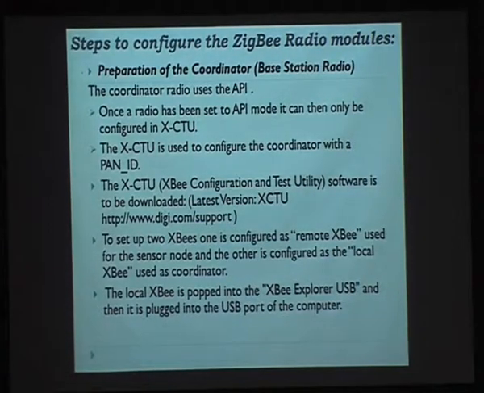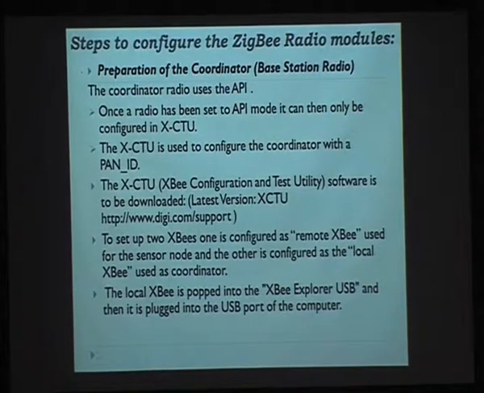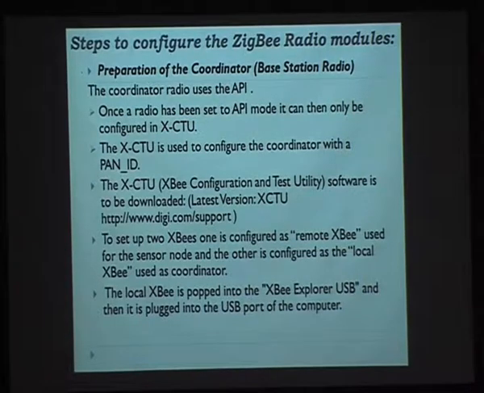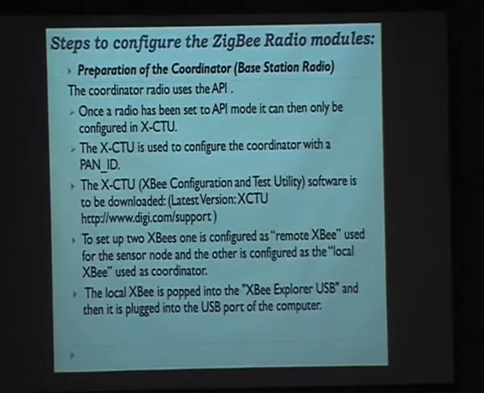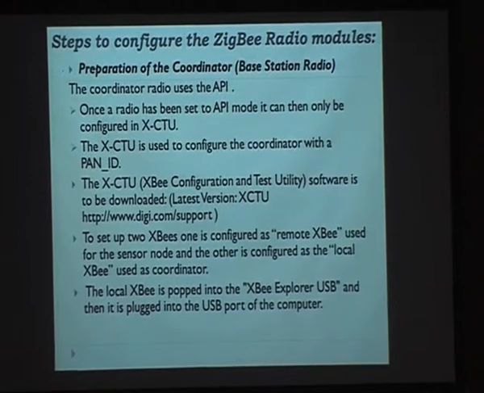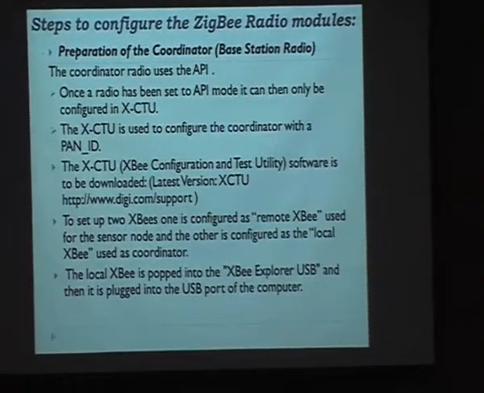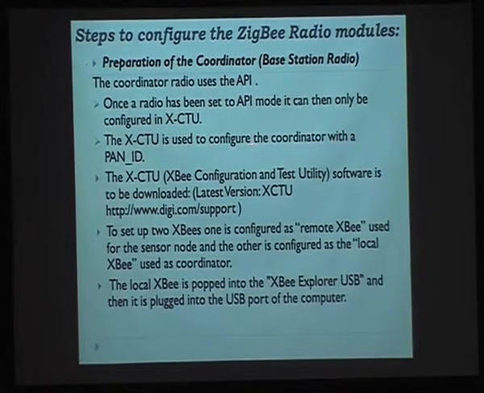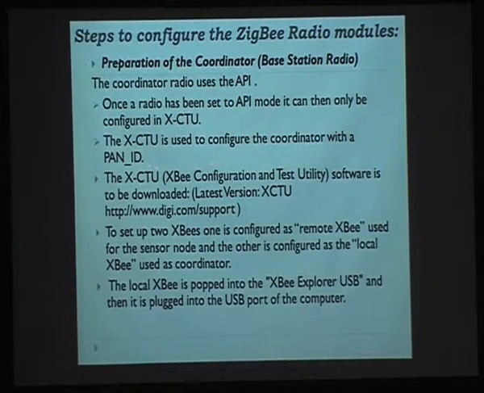The coordinator is a ZigBee which is connected to your computer. The coordinator needs certain parameter values such as networking, the addresses, and the sample rate. These are the three important things that we will try to give values for here. So how do you do that? Using XCTU, configure the coordinator with the PAN ID. You get XCTU from the digi.com support.